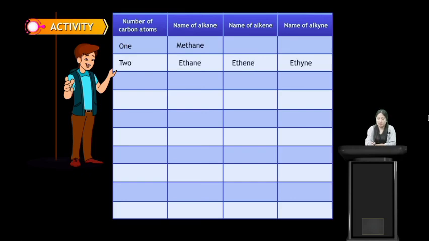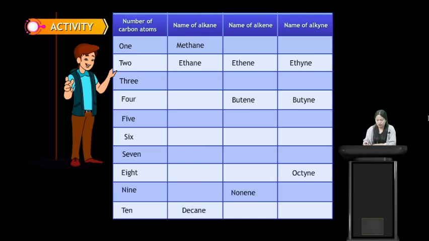Yes, and name of alkene will be, yes students, there is no alkene and alkyne if the number of carbon atom is just 1. If the number of carbon atom is 2, the name of alkane will be ethane, name of alkene will be ethene, name of alkyne will be ethyne. 3, 4, we have 5, 6, 7, 8, 9, and 10.